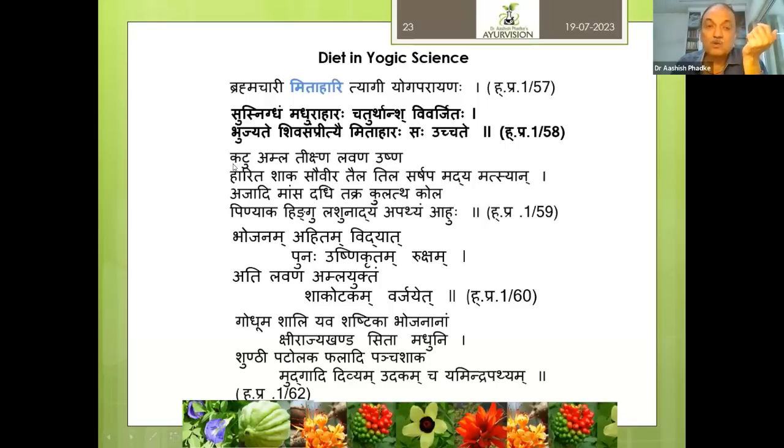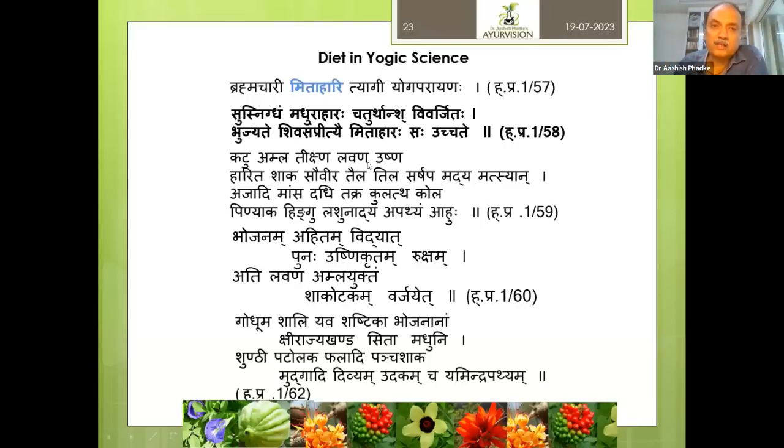Ushna again is going to increase your Pitta. Harita Shaka, that is your leafy vegetables: Ayurveda says, as well as modern medicine, and yogic diet says that you should not have raw leafy vegetables, particularly in monsoon, like today, we have got a heavy monsoon. At that time we should avoid leafy vegetables because that can increase vata.